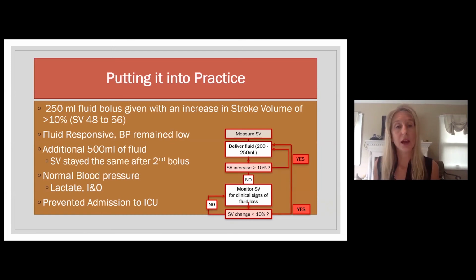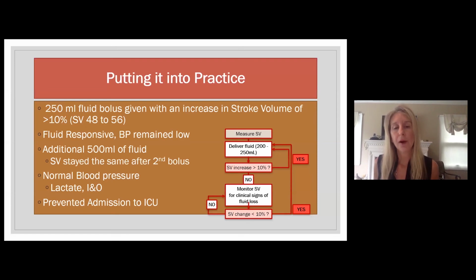At this point in time, my patient's blood pressure returned back to normal. I was also using an iStat device, and I was getting lactates, and the lactate actually went down to 1.9. And during this call, the patient had to use the bedpan. So I know that the urine output had increased as well. So based on all of these things, we decided to leave the patient on the floor.